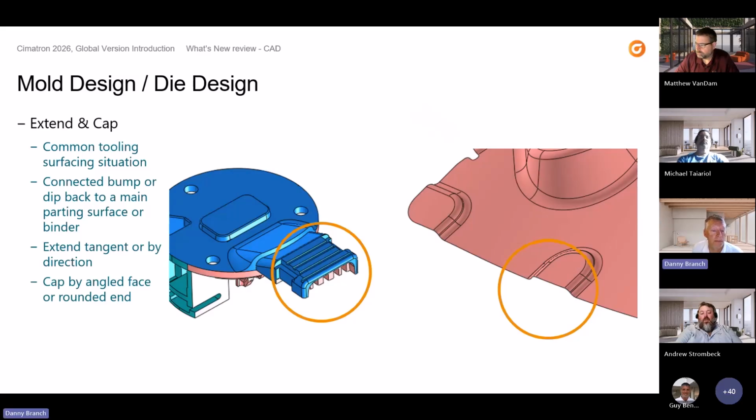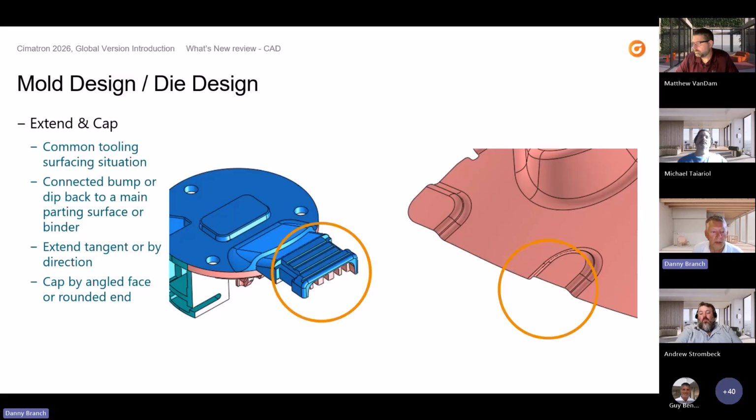Here's another new function, all new function. It's called extend and cap. And I am pretty excited about this one because I think it's relevant to mold and die, but I just think it's also unique to Cimatron. So it's a surfacing design tool. And yeah, both mold and die have this kind of similar need. So we were happy to work on it. And it's intended for a situation like I have circled here.